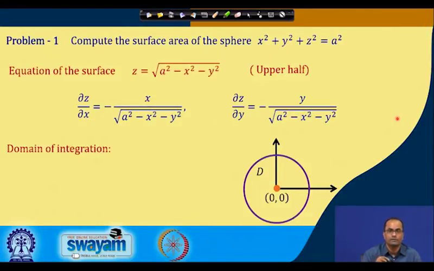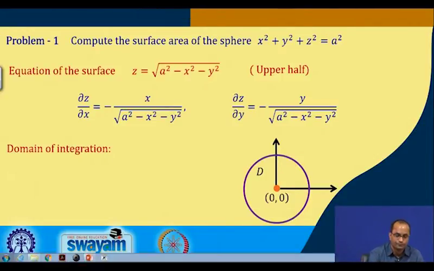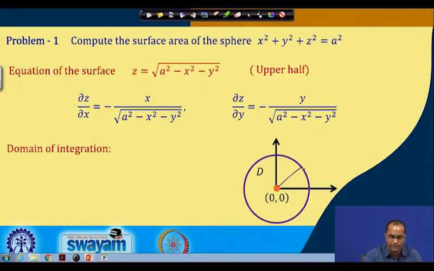So, we will get a circle of radius this a here, and the equation of this circle will be naturally x square plus y square is equal to a square. So, let us say this is x axis and this is y axis here.